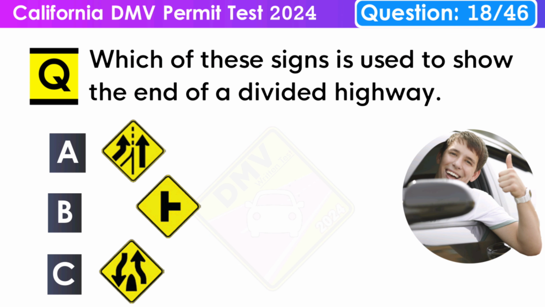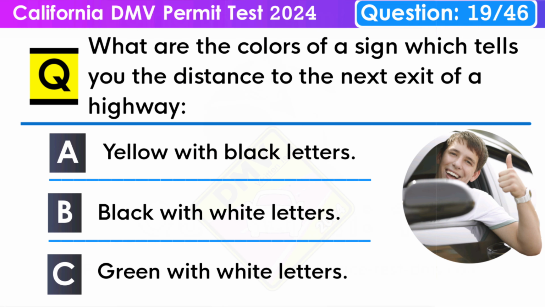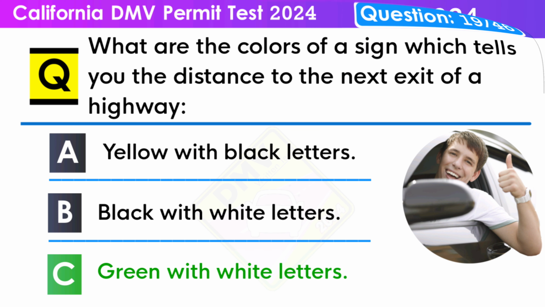Question 18. Which of these signs is used to show the end of a divided highway? Correct answer, sign C. Question 19. What are the colors of a sign which tells you the distance to the next exit of a highway? A. Yellow with black letters. B. Black with white letters. C. Green with white letters. Correct answer, C. Green with white letters.